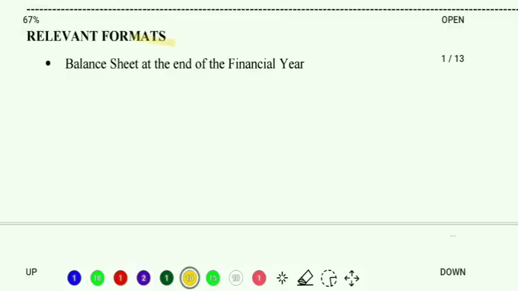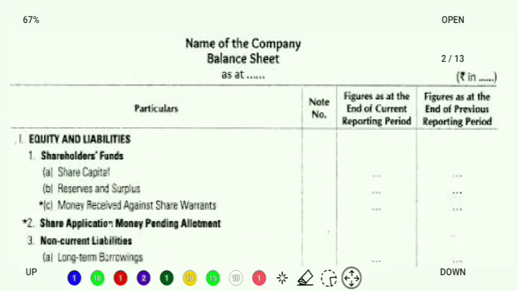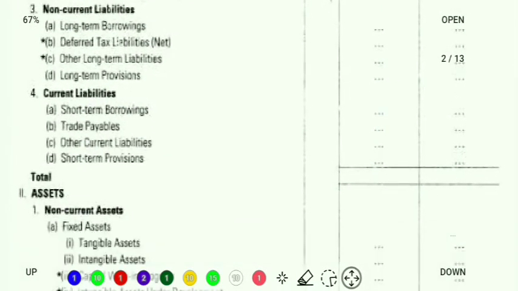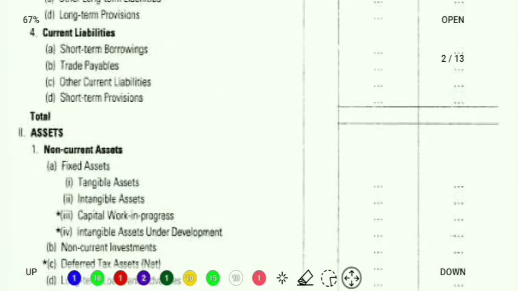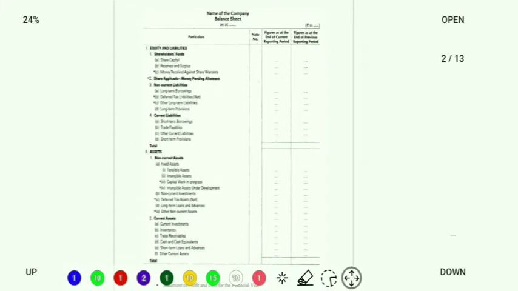Relevant formats. Now the first format that I'll be showing you is about the balance sheet, that is at the end of the financial year. So here you have the format. I hope all of you can see the format. Let me zoom it out so that you get a clear view of it at once. So this is how actually my balance sheet looks.